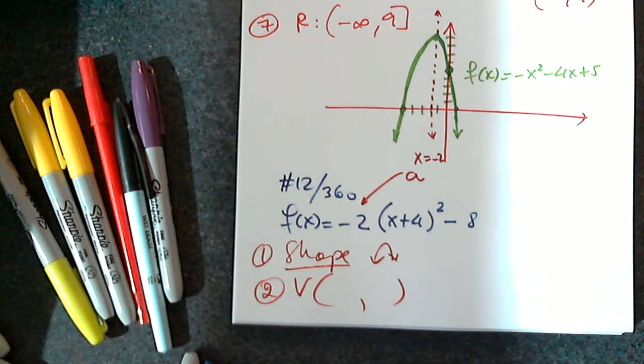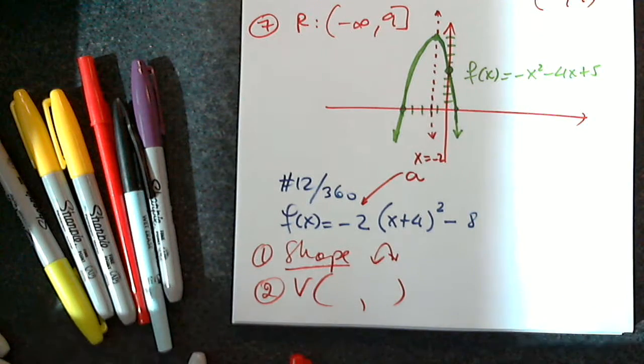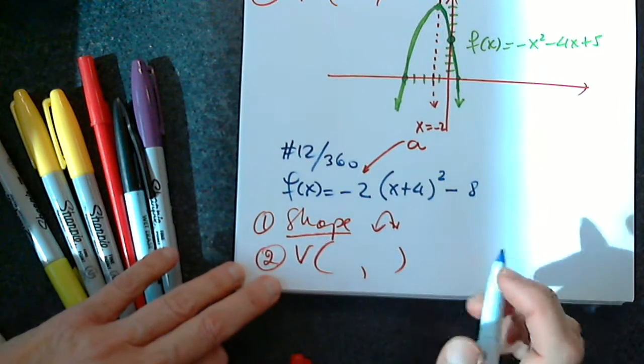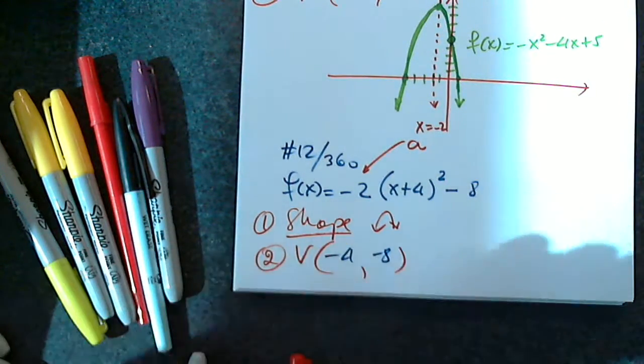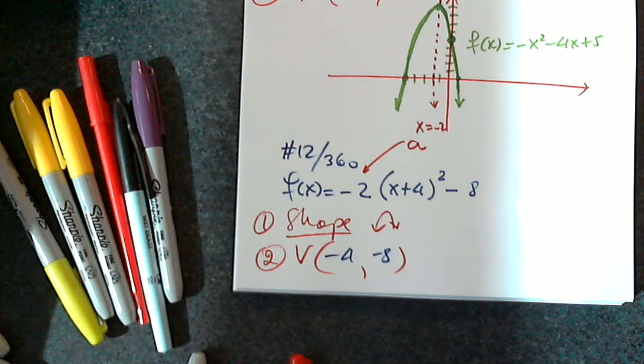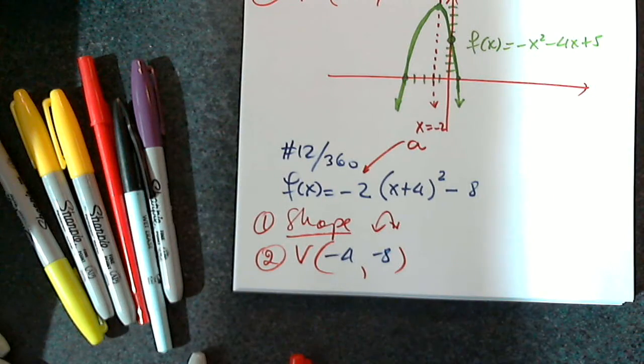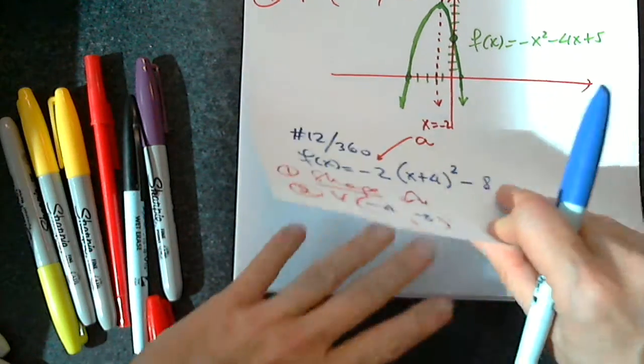Number 2, the vertex. Now the vertex does not need any calculations. If you forget what the vertex is, just use transformations and you will identify the vertex in a blink. Careful. -4, -8. Because x plus 4 is a transformation that moves x squared to the left 4, and -8 has to stay. It has to be down 8. There is no change there. Perfect. Okay.